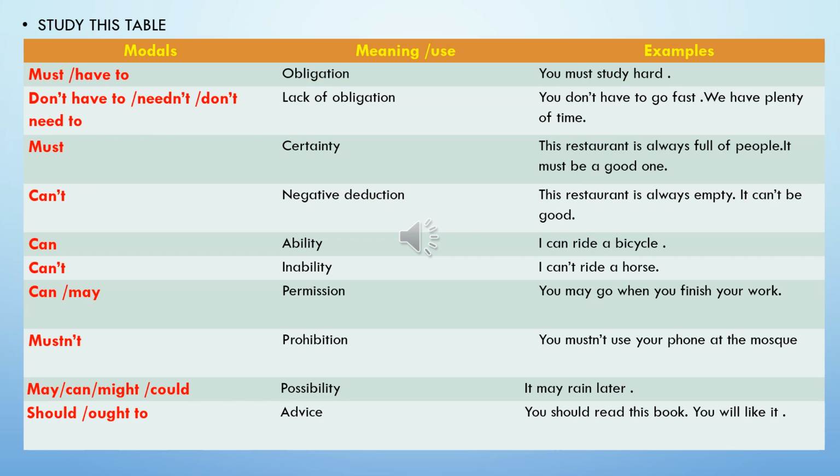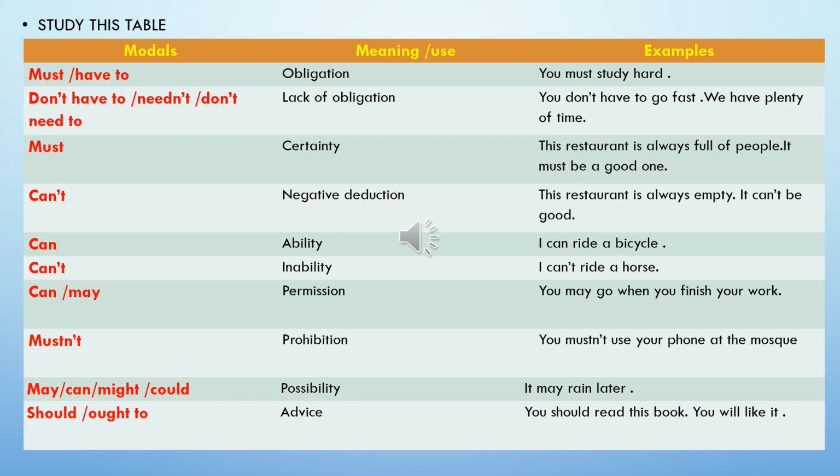For example, you mustn't use your phone at the mosque. Can you talk on your phone at the mosque? Of course not. You cannot use it. It's forbidden. Okay? It's prohibited. It's not permitted. You cannot use it. Why? Because there is a rule. Okay? There is a rule. So when there is a rule, you cannot use this phone. Of course. Fine.